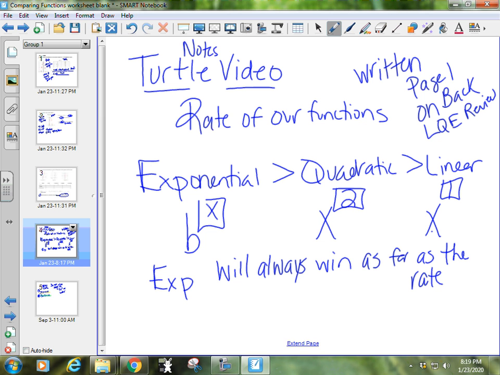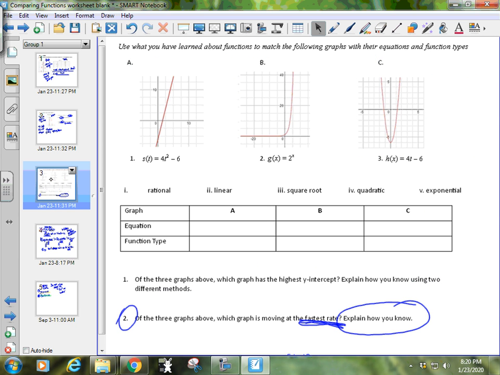And we can always know exponential always wins. Exponential is greater than quadratic is greater than linear as far as the rate. So make sure you've got that all written down. And now you can go back and do this one where you tell me what the equation is, what the function type is, who has the highest y-intercept, and then the fastest rate. So you should be able to complete this worksheet now. Thank you very much.